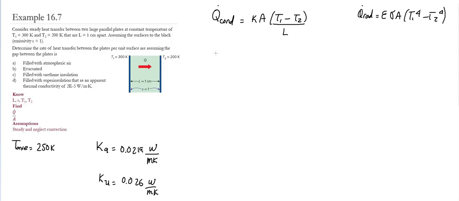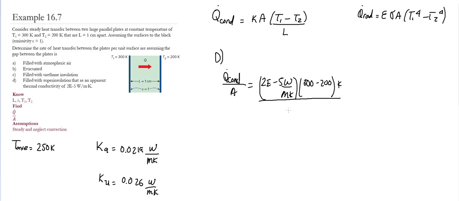Now let's do case D. Once again, in this case, we have a super insulation that takes place, so we're going to have a certain amount of conduction, and that is going to be equal, notice that the value that it has is 2e to the negative 5 watts per meter Kelvin. This is once again 300 minus 200, and the distance in between is 0.01 meter. The value of the conduction taking place in this case is only 0.2 watts.